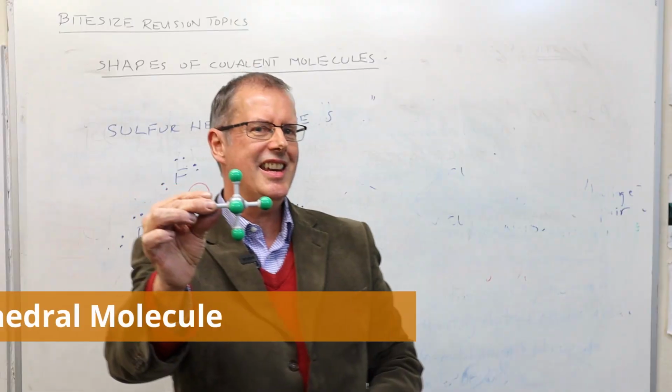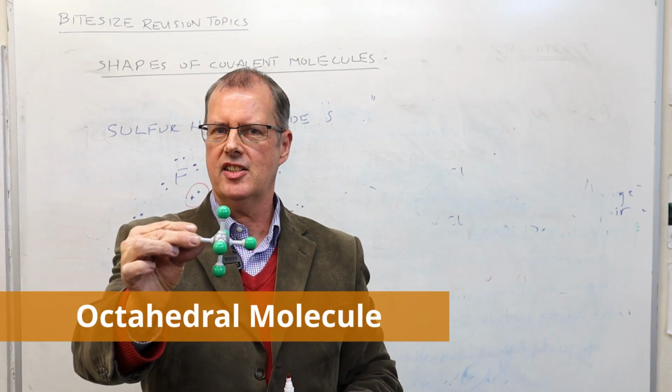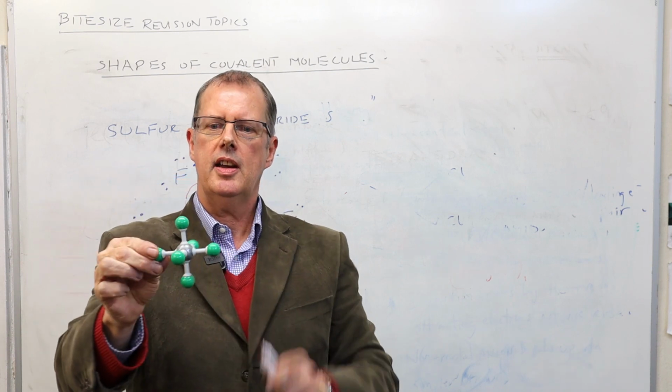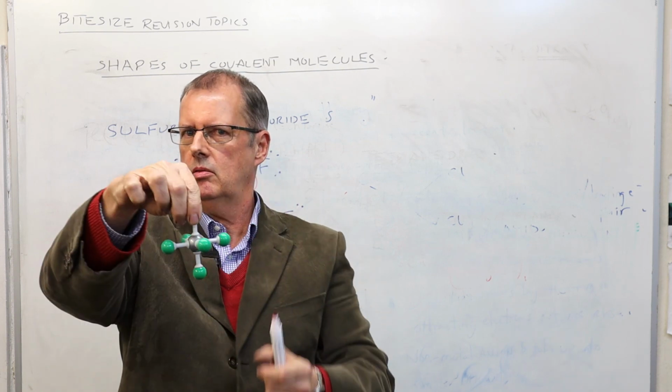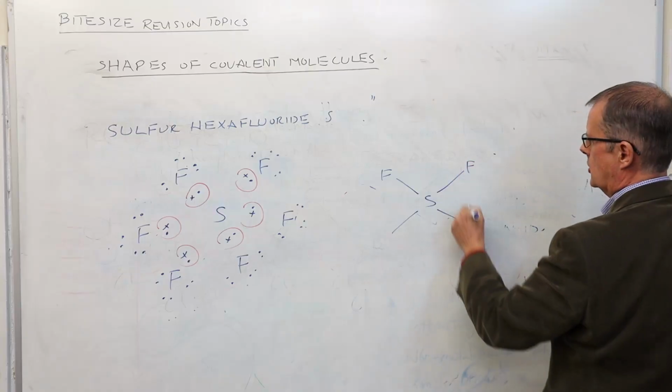And that's an octahedral molecule. Octahedral because if you covered it with paper, it would have 8 sides to it. It's like 2 Egyptian pyramids base to base touching each other. Okay, so very, very simply, all the bond angles are 90 degrees. There's no confusion about that. Sulfur in the middle, 4 fluorines in a square plane.